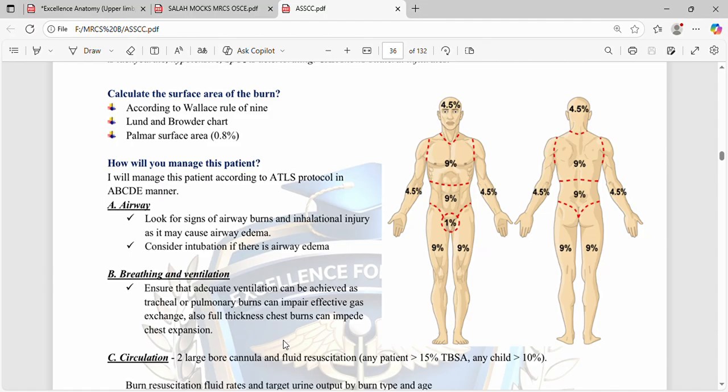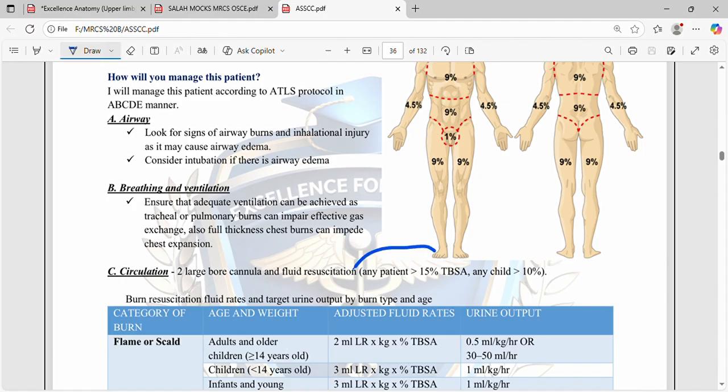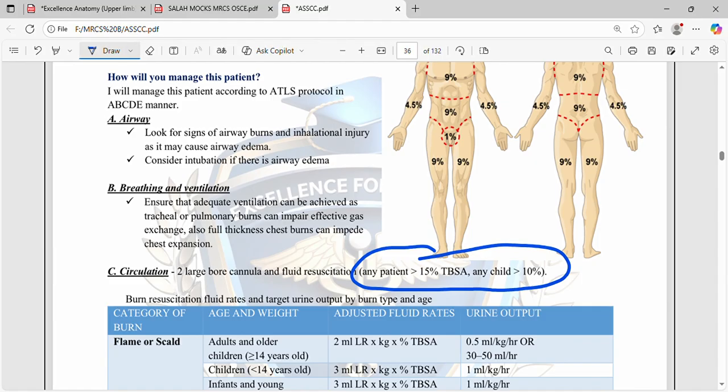Circulation: two large bore cannulas and fluid resuscitation. Consider fluid resuscitation in any patient with greater than 15% total body surface area and any child greater than 10%. So you have to give fluid.